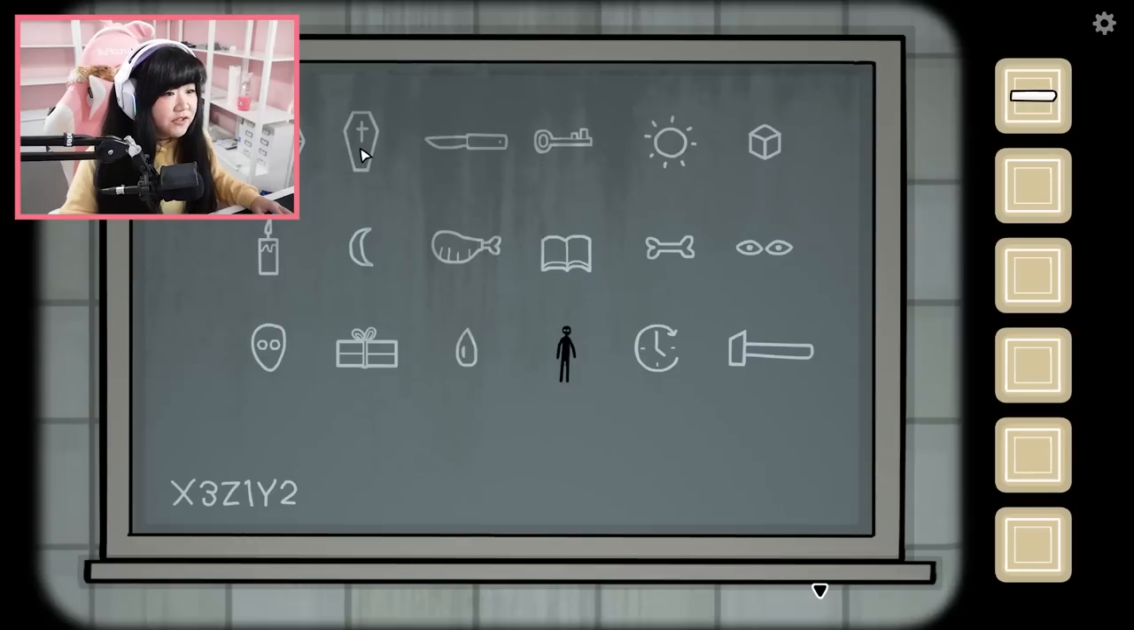Okay, so I do have emojis that kind of go with it. So first is coffin. The only thing is, I don't know what to do with it. Can I click it? I can't click. Try moving it around, clicking and moving. Oh, I circle it with the chalk.